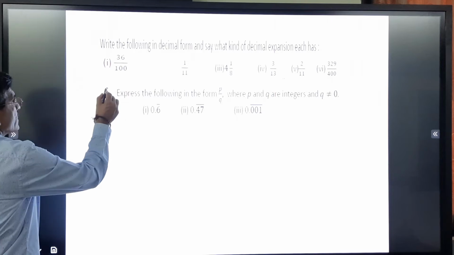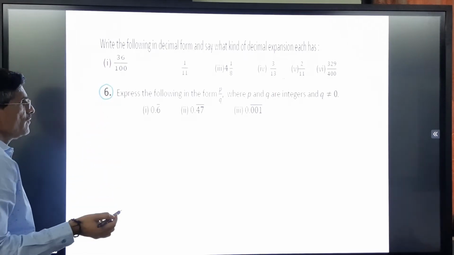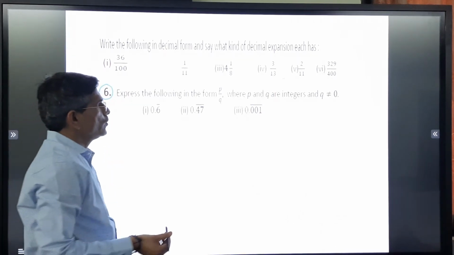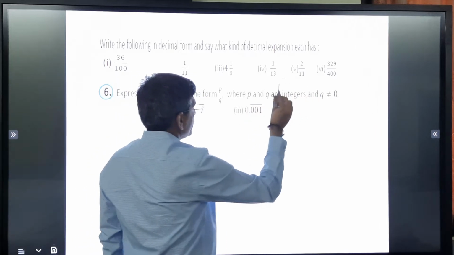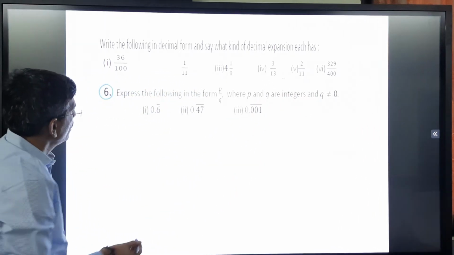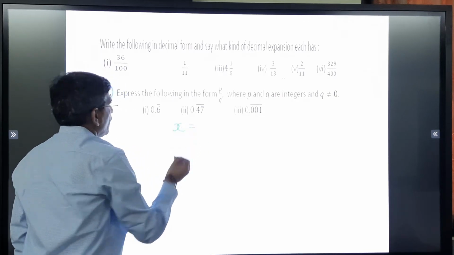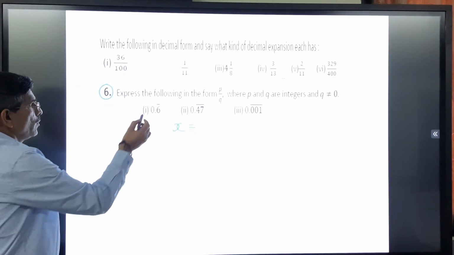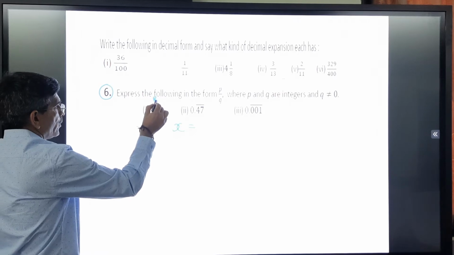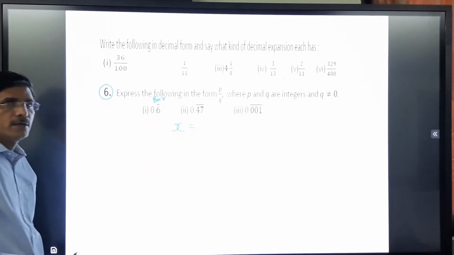Now question number 6. Express the following in the form of P upon Q, where P and Q are integers. So it's x bar. Here the symbol is called bar. We know that bar means repeated.